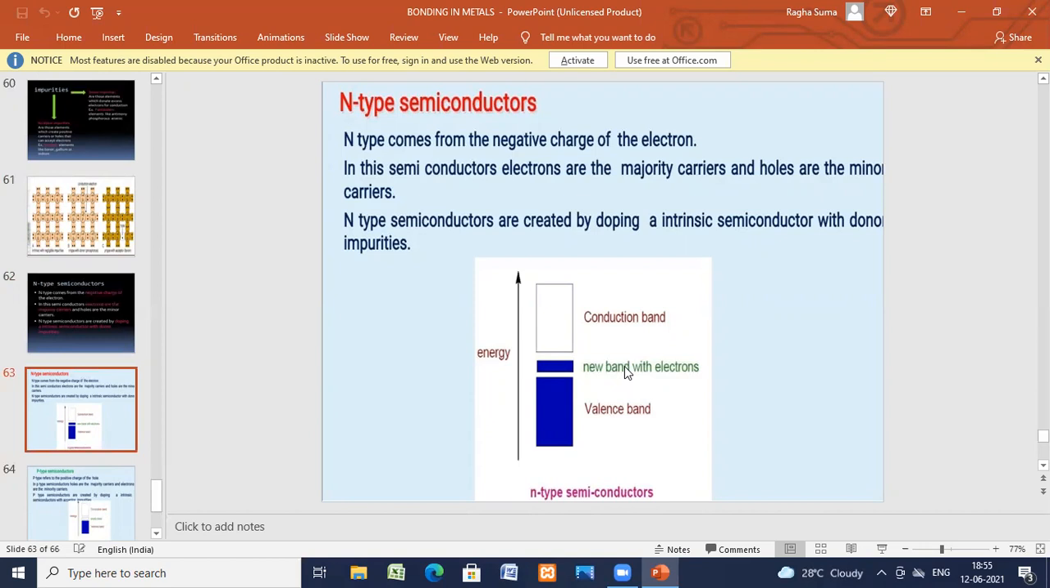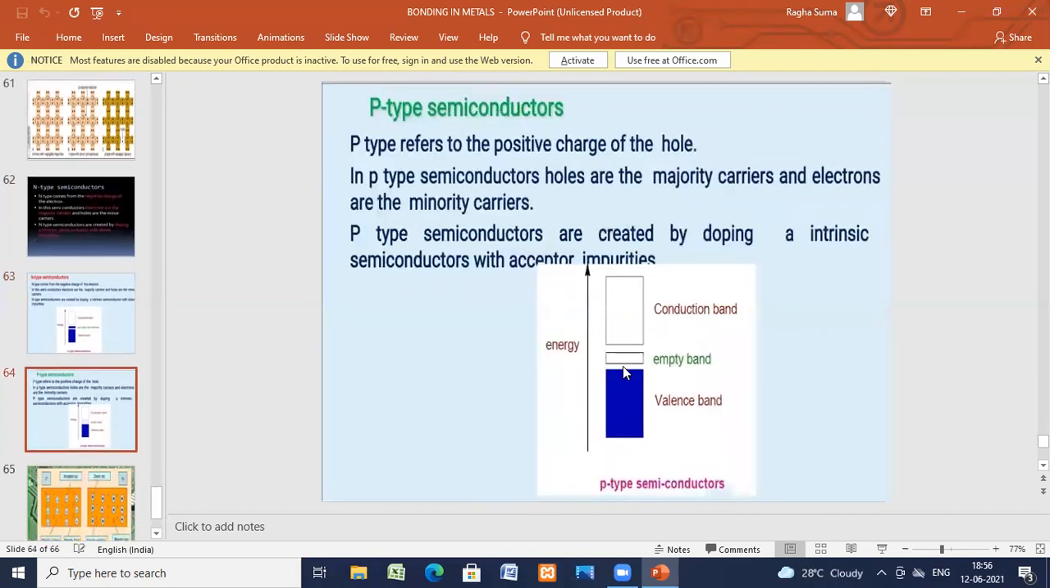So the donor level is close to the bottom of the conduction band. Most of the donor level electrons are excited into the conduction band at room temperature. They become majority charge carriers. Hence, in n-type semiconductors, electrons are majority carriers and holes are minority carriers. Now coming to the p-type semiconductors.